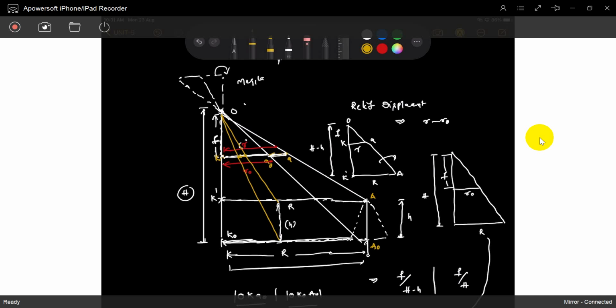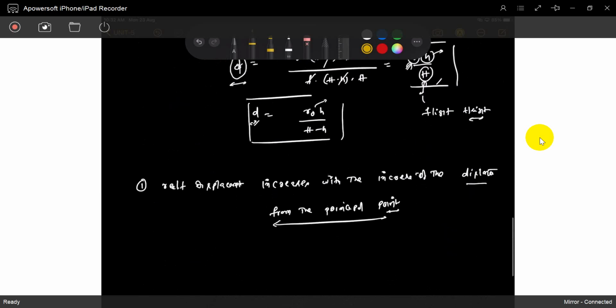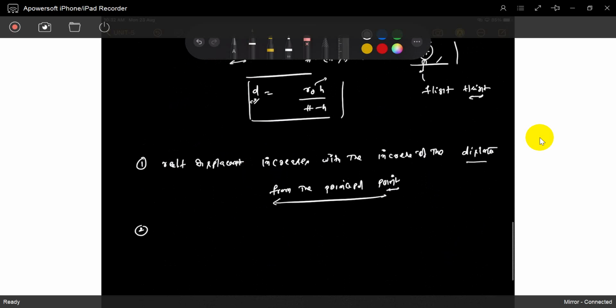The object is the same height, the same object, but the relief displacement is increasing or decreasing not with respect to the height of that object, but with respect to how much distance the object is located from the principal point, or from the optical axis. Understood? That's my intention, the first intention. So it increases, otherwise it decreases; you can put decreases. No need to write again and again.